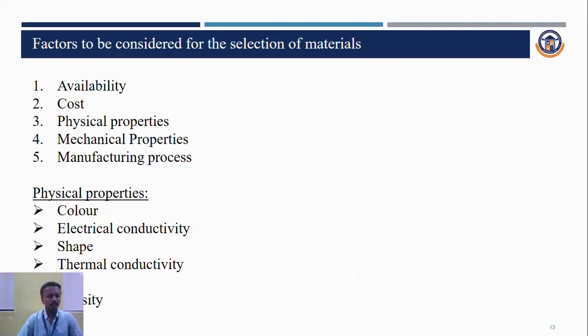In physical properties, we have to consider some points. First one will be color, second one will be electrical conductivity, and then shape, and then thermal conductivity, and then density. So these things we have to consider while selecting the materials.